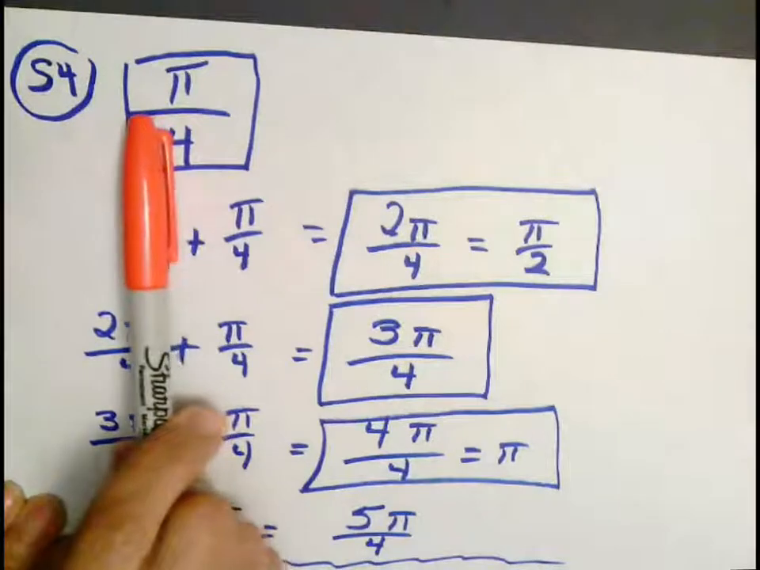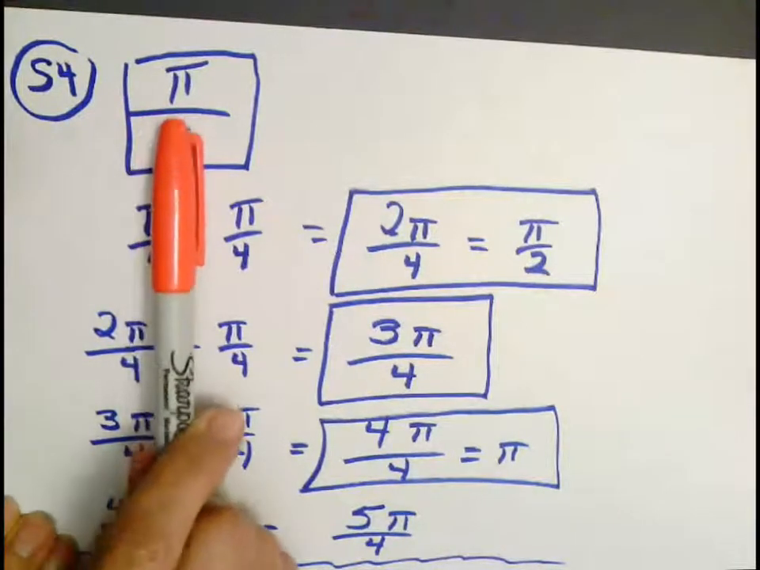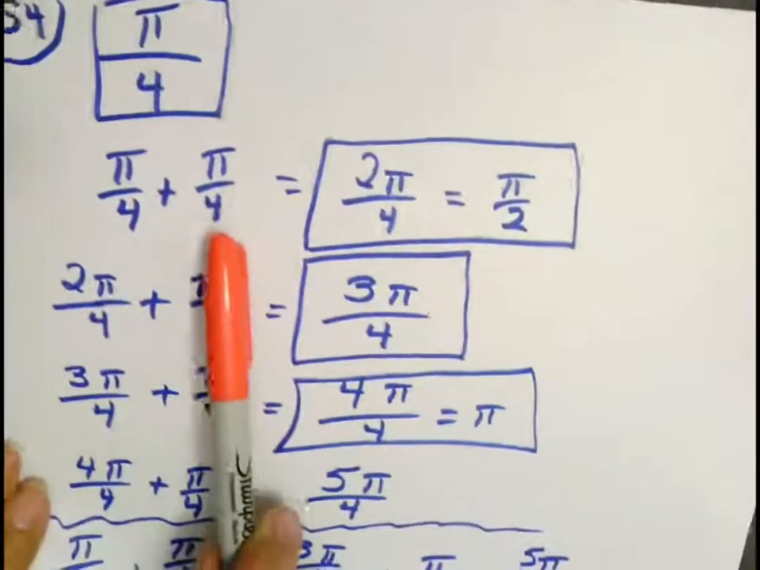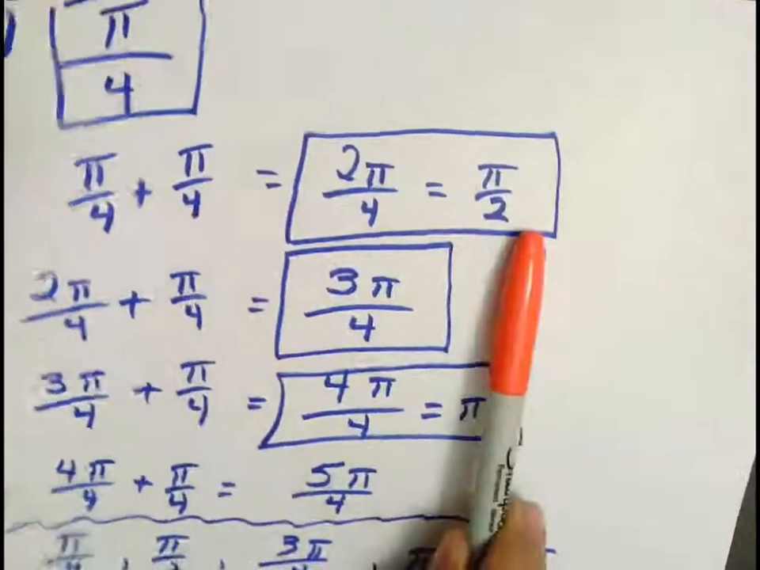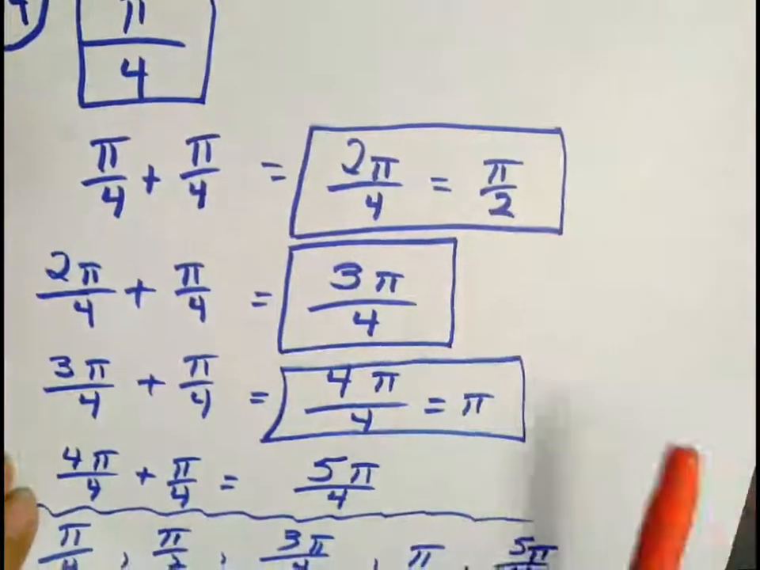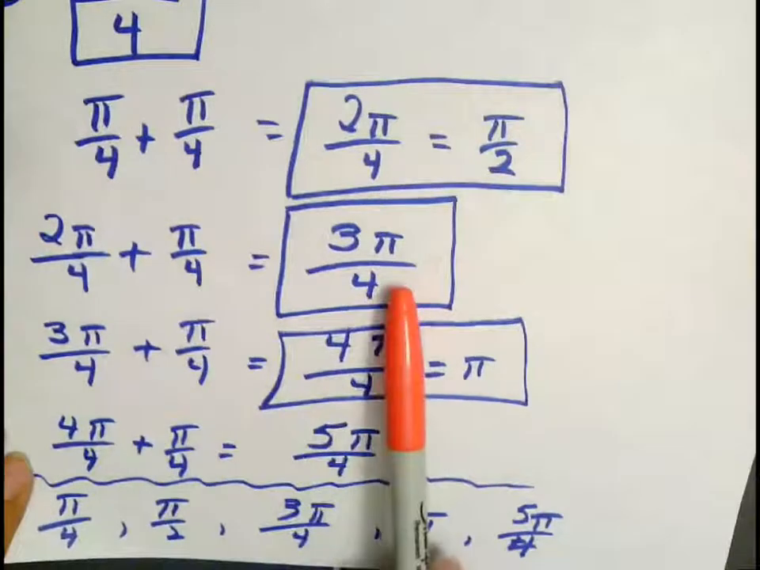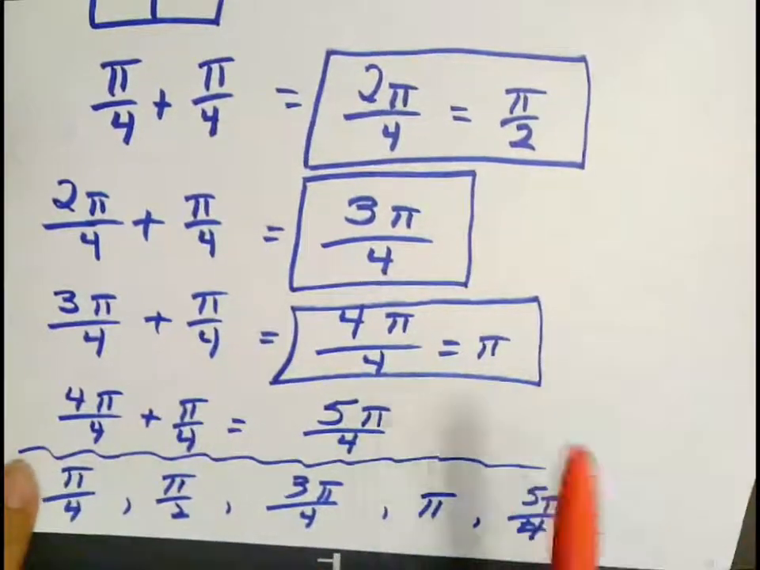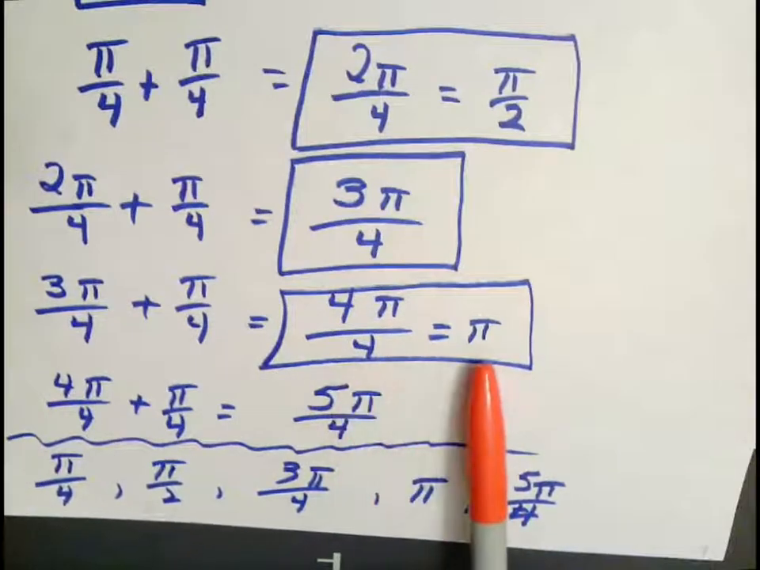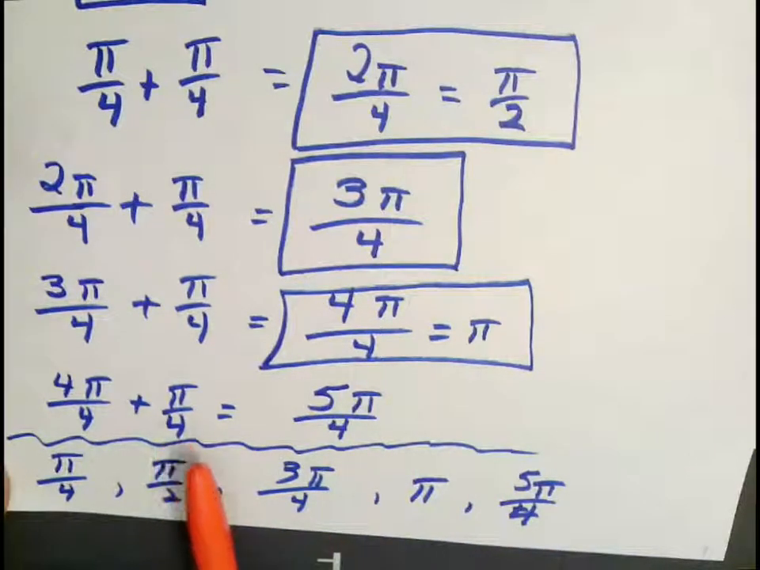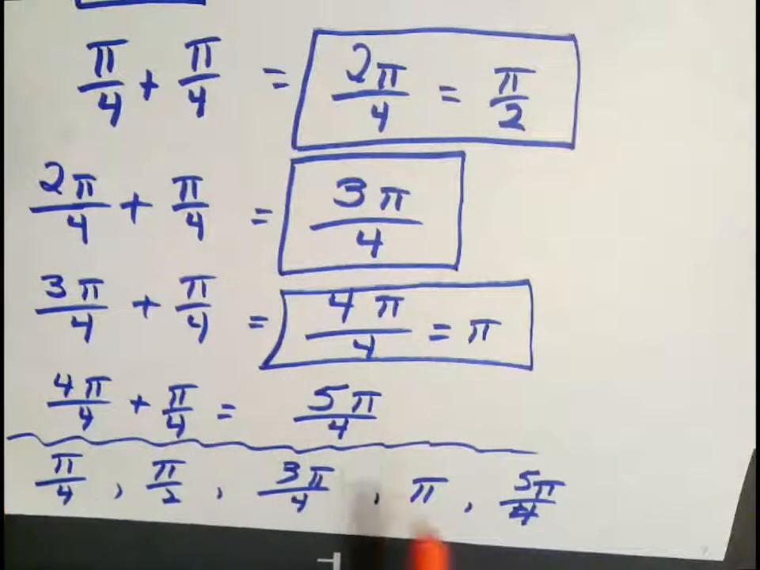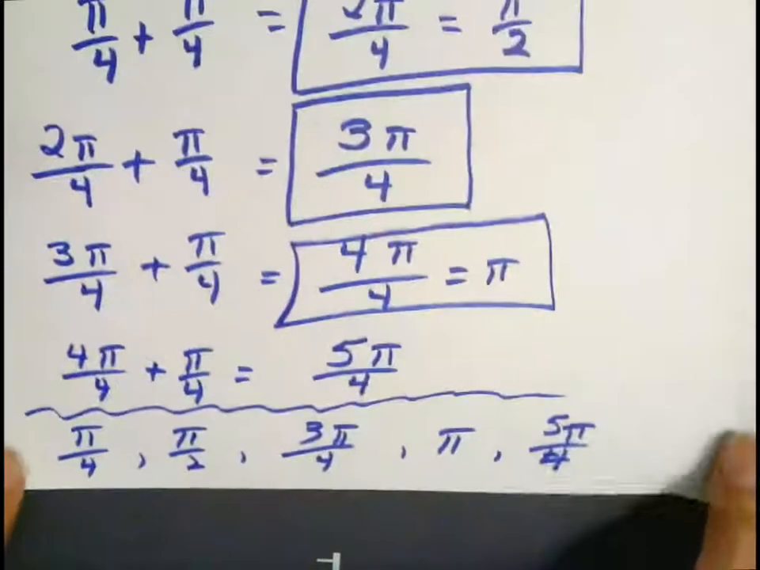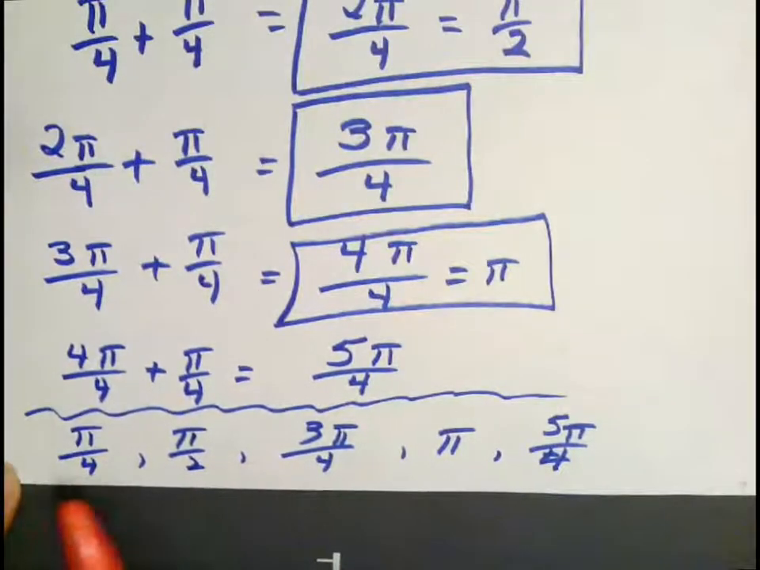The first critical number that we got from our inequality is pi over 4. We add our increment, pi over 4. We get the second critical number is pi over 2. Add our increment, the third critical number, 3 pi over 4. Add our increment, 4 pi over 4, which reduces to pi. Add our increment, pi over 4, and we get 5 pi over 4. So here we have our 5 critical numbers that we're going to put along our x-axis on our graph.